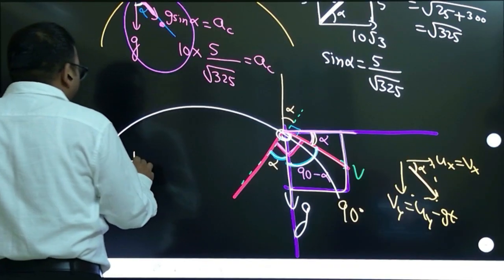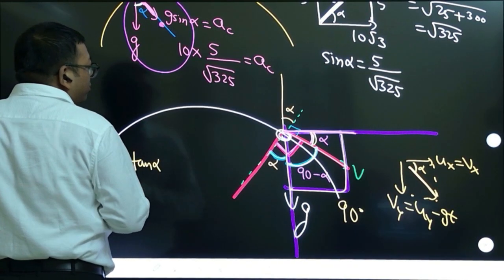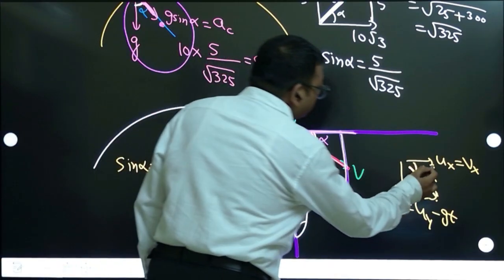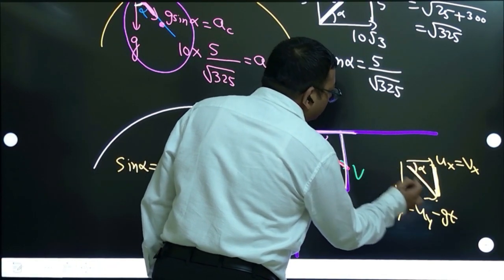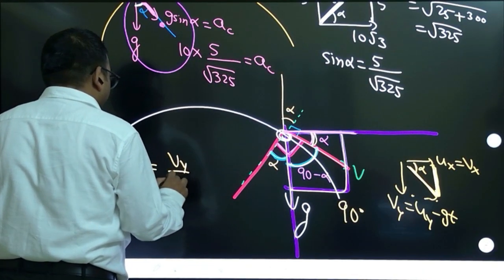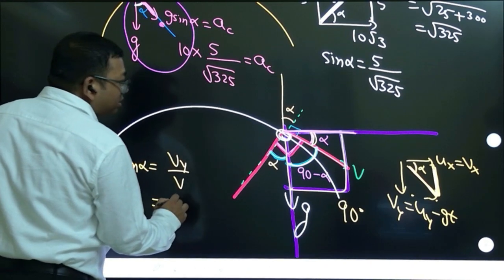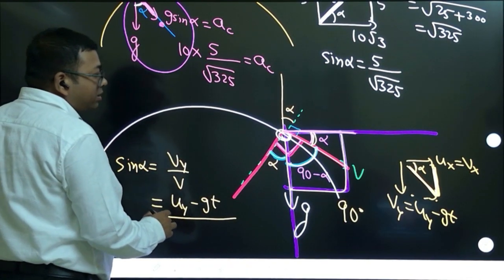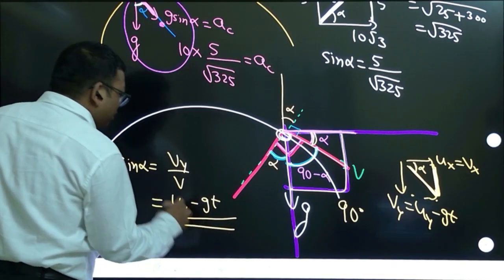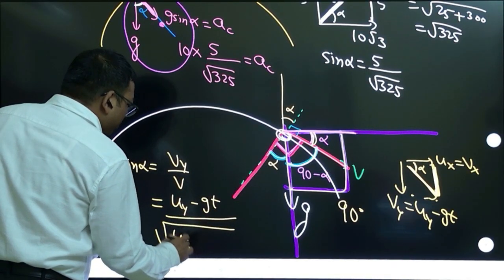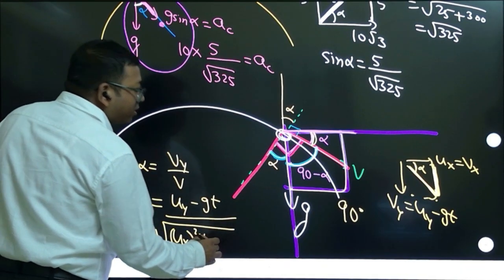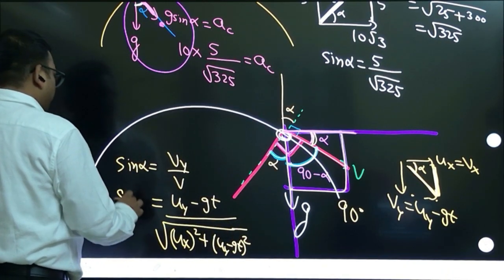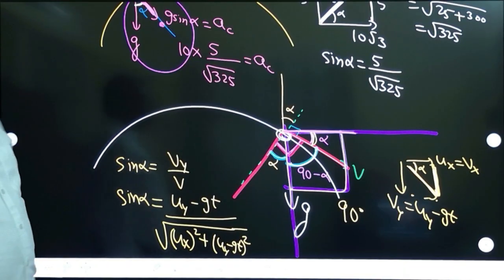So if you want the tan alpha formula, we can write it, or if you want sin alpha, let us write sin alpha. From that triangle, this is Vy and this is V, so sin alpha is nothing but Vy by V. Vy is Uy minus gt, and V is the resultant, which is the square root of Ux square plus (Uy minus gt) whole square. So sin alpha can be calculated from this, right?